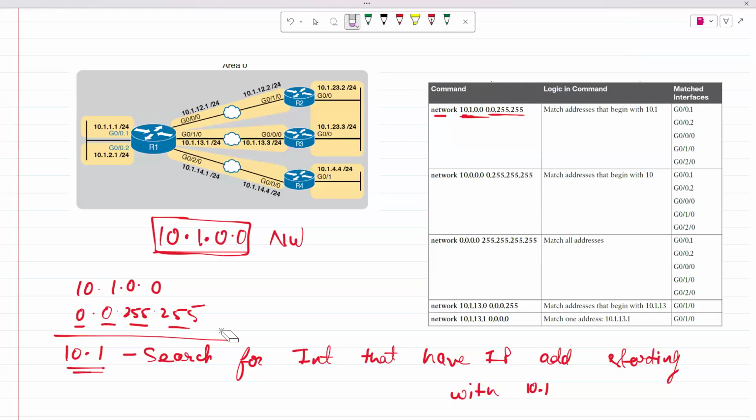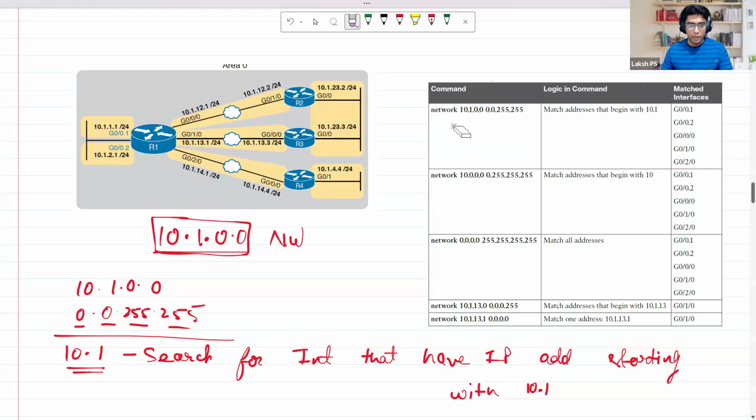So it can be anything. We can take class C networks there, and we can pass a wildcard mask for class B like that, and class A also, yes, we can do. So based on the wildcard mask, it will select the networks, but not based on the IPs which are assigned to the interfaces. Exactly.